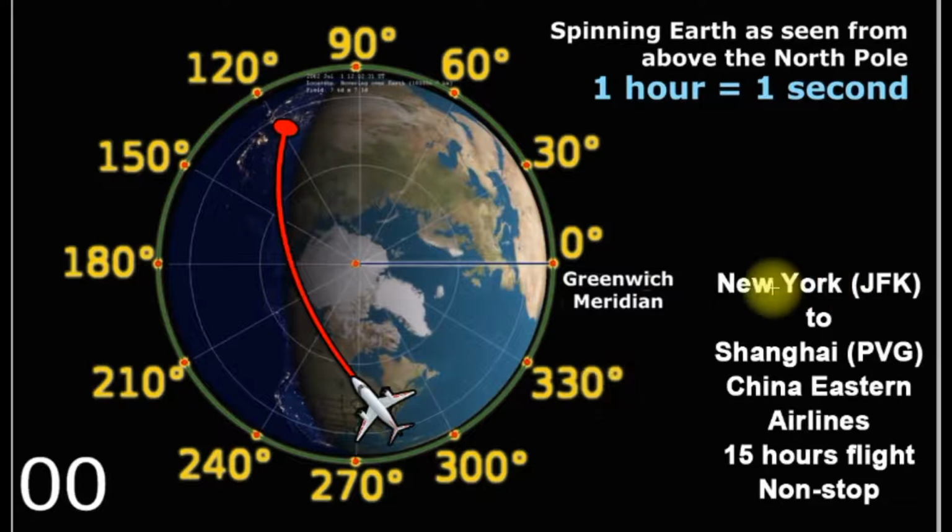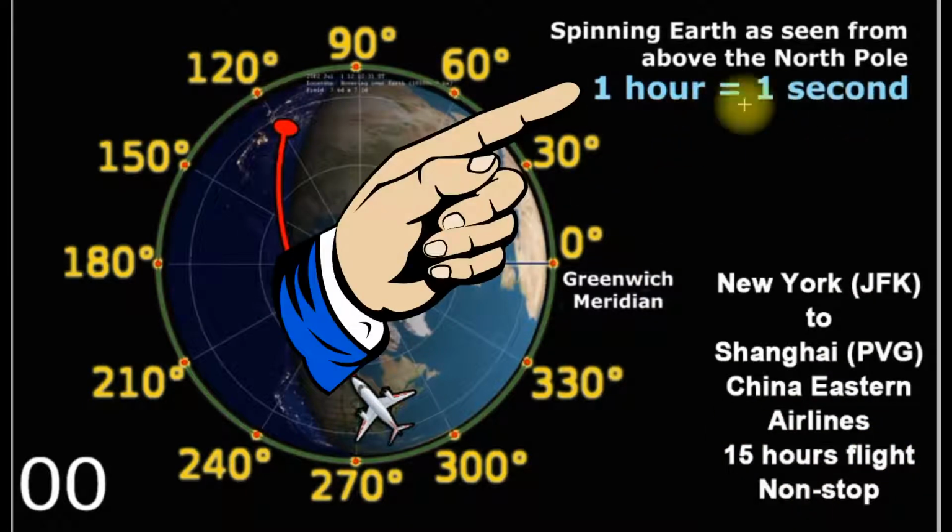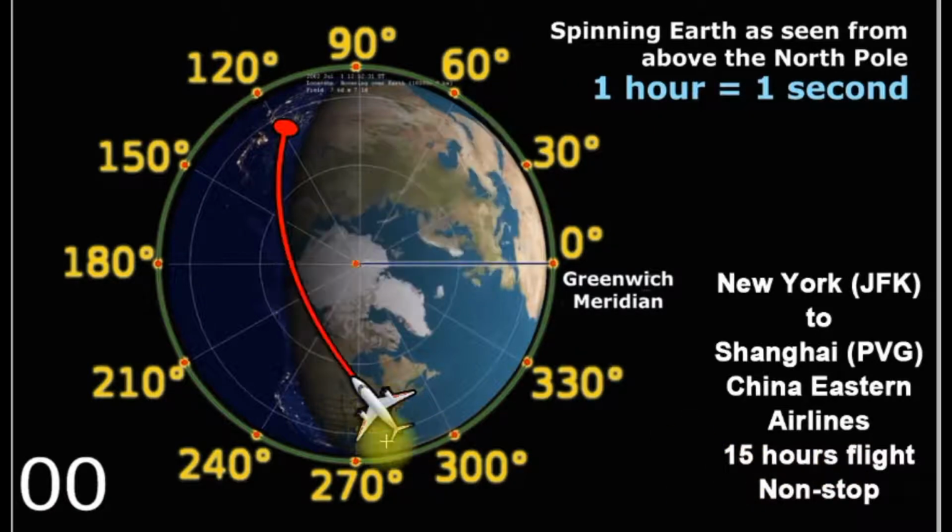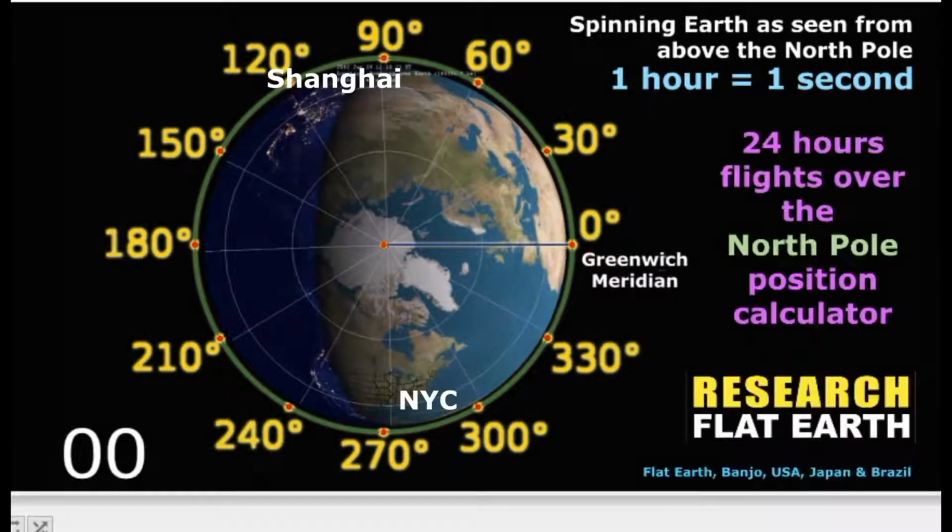And the flight New York to Shanghai by China Eastern Airlines, a 15 hour long flight non-stop. Remember, each hour equals 1 second. We're going to run the timer for 15 seconds, which will equal 15 hours. Look exactly where the plane is, but just pay attention to where the plane is and where Shanghai, China is. And remember, I'm going to start the timer the moment the plane takes off. Let's see what's going to happen. Here you go, exactly here, polar region. New York right here. Remember, the plane is right here.